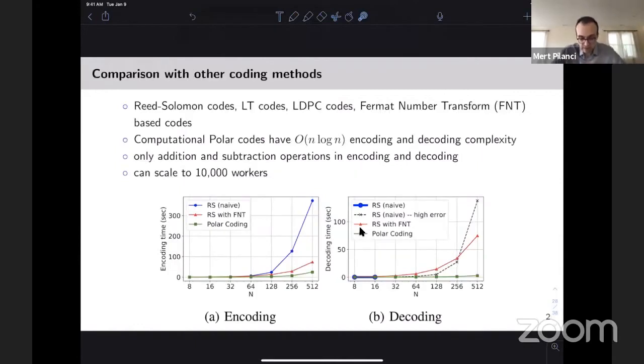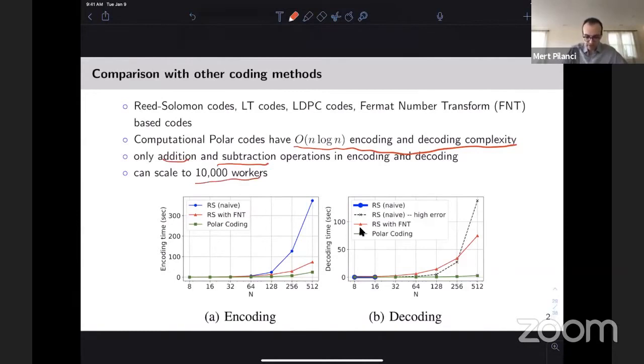And we can compare this with other coding methods. Recently, lots of different methods for distributed matrix multiplication and other linear algebra operations have been proposed. So there are Reed-Muller codes, LT (Luby transform) codes, LDPC codes, faster Reed-Solomon codes based on fast transforms. Computational polar codes here have an advantage because they have super cheap encoding and decoding complexity. Encoding and decoding doesn't involve any matrix or number multiplication. It only uses addition or subtraction. And because of this, it can scale to thousands, 10,000, 20,000 workers.